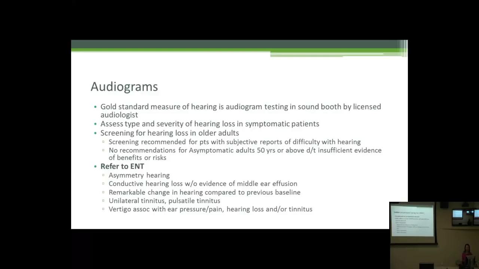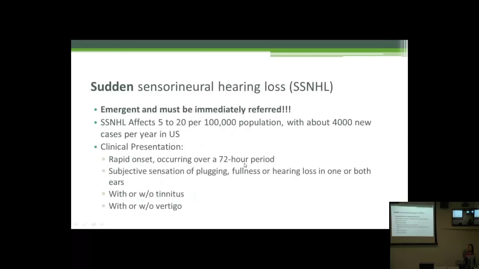Now, again, this is emergent and requires immediate referral. An average of 5 to 2 people out of 100,000 population usually will have sudden sensorineural hearing loss, and there's typically an average of 4,000 new cases every year in the U.S. So it seems small compared to some other conditions, but we see a fair number of them even in our own clinic. Every day we have a high alert coming in that there's a potential sudden hearing loss patient, so we might have to see them at the last minute.